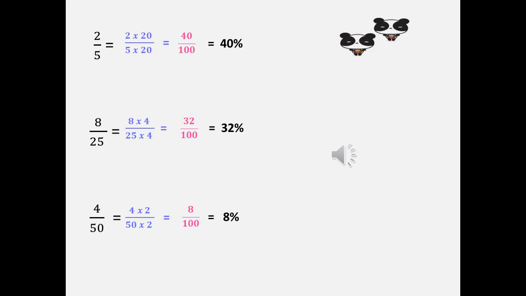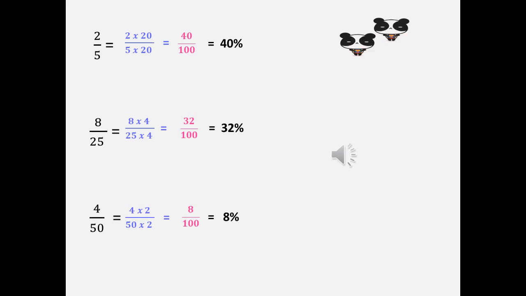Let's take another exercise. 8 out of 25. Yes, 25 in the heart of math. To convert 25 into 100, you will multiply by 4. Perfect. So what you multiply on the bottom, you multiply on top. 8 times 4, 25 times 4. 8 times 4 is 32 out of 100.